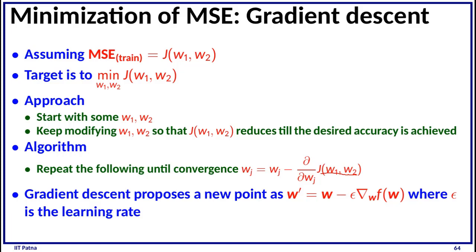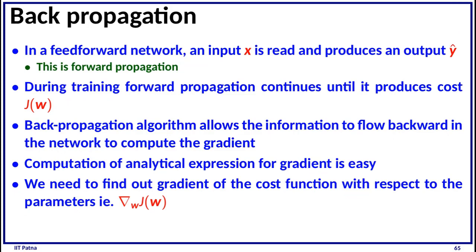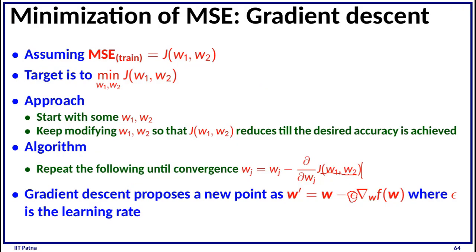And many times, instead of taking a very big jump which is equivalent to the derivative, we try to have a learning rate and we multiply with the learning rate. So it basically means, instead of taking the full jump proportional to the gradient, we take a smaller jump, not the full jump as has been determined by the actual gradient. So this is a vector notation that we can actually express.